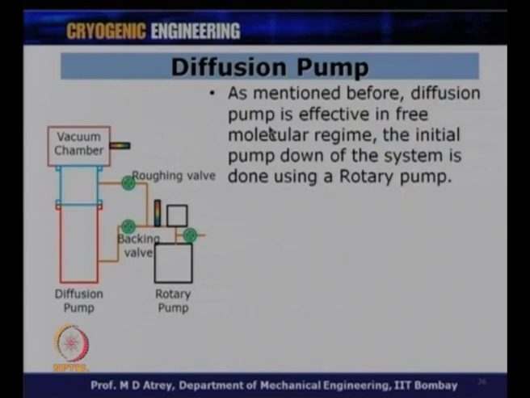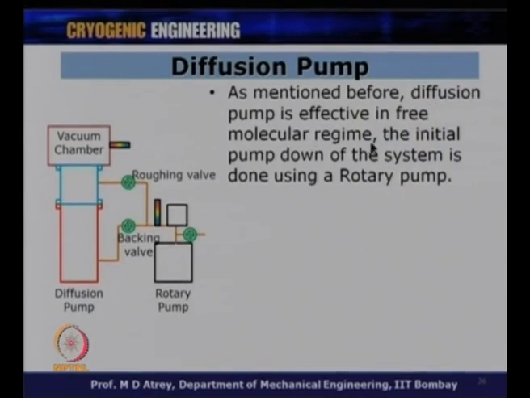As mentioned before, a diffusion pump is effective in the free molecular regime. The initial pump down of the system is done using the rotary pump. So, you can't start the diffusion pump immediately if this vacuum chamber is at atmospheric pressure. In which case I will not start the diffusion pump, but only the rotary pump. And this rotary pump, when attached to the vacuum chamber through a roughing valve, will create 10^-2 or 10^-3 levels of vacuum before the diffusion pump comes into action.